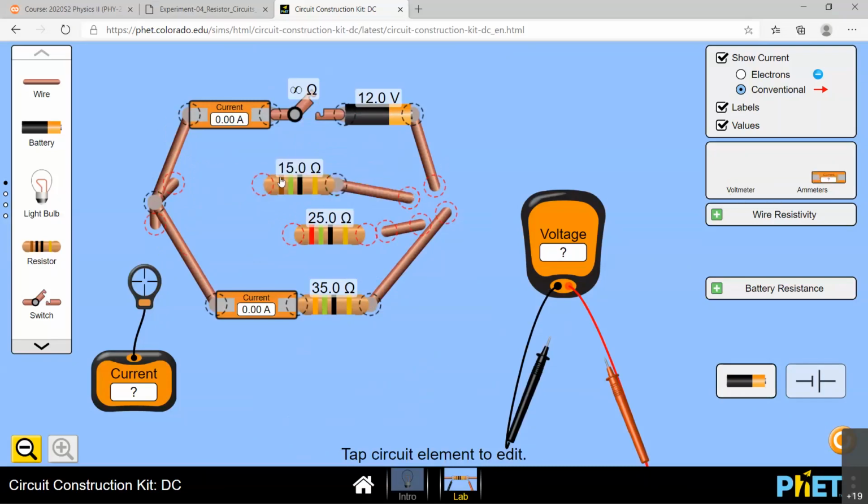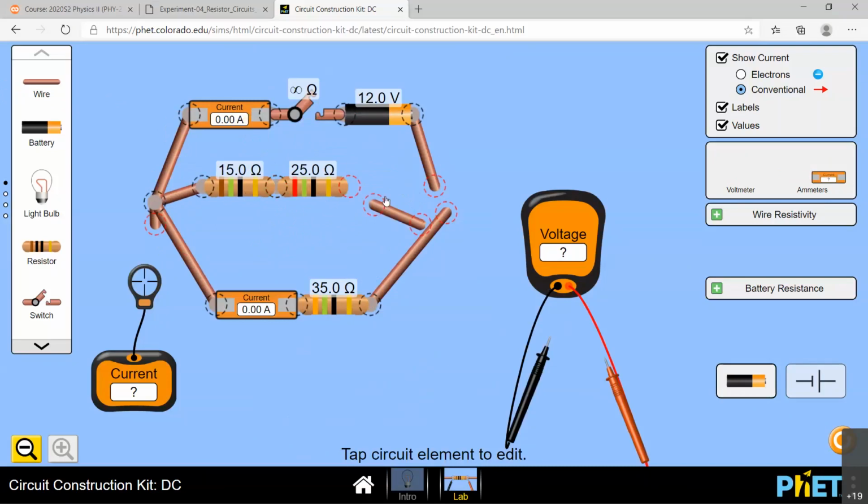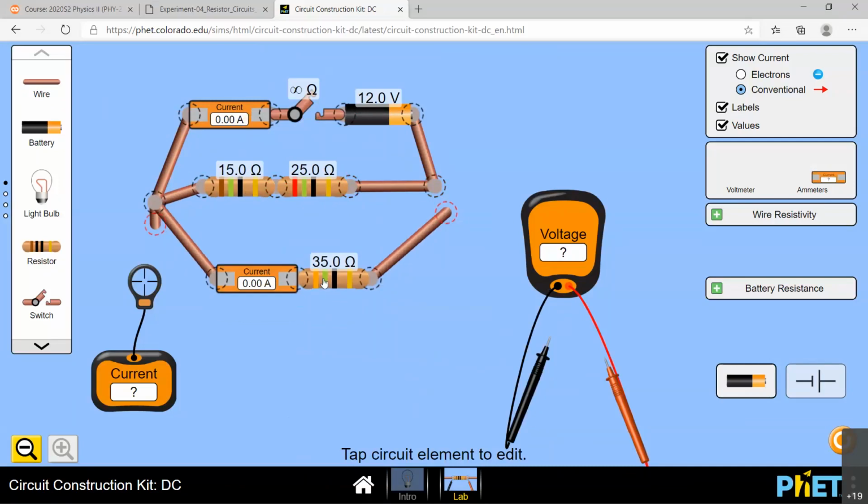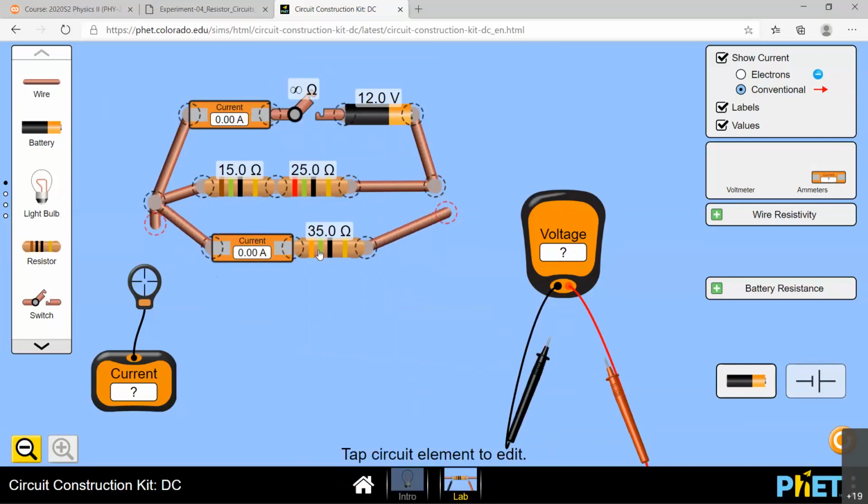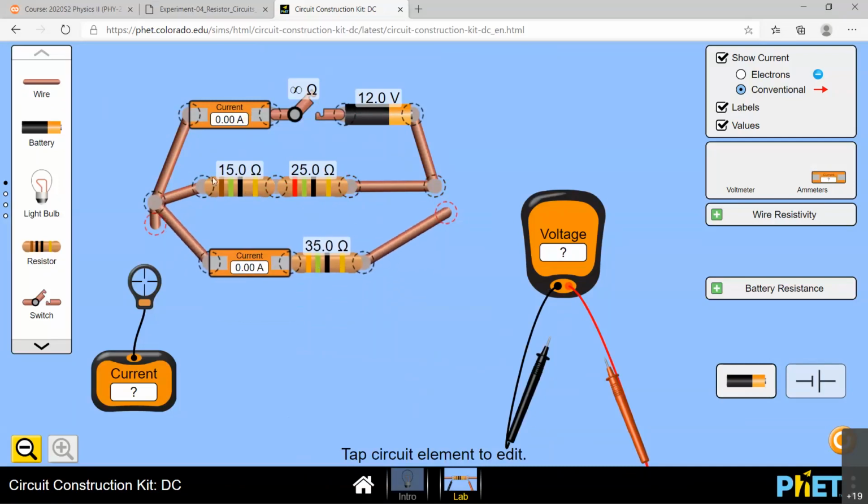Okay, now I need R1 and R2 serially connected to each other. R1 and R2 must be serially connected, okay, and then that should connect here, and then R3 should be connected parallel to those two, okay, it should look like this. Let's add another ammeter here, then I can actually find the current passing through that loop directly. Another ammeter there.